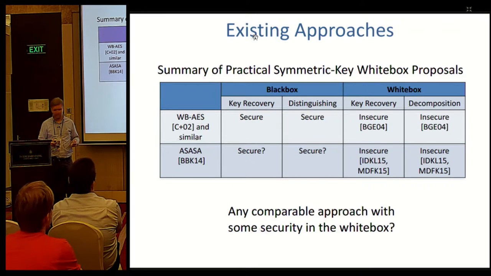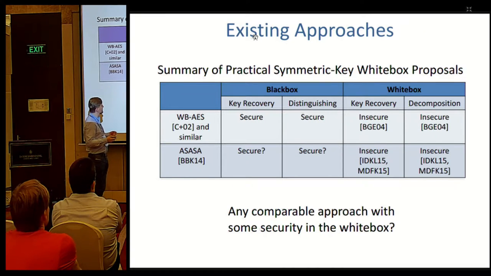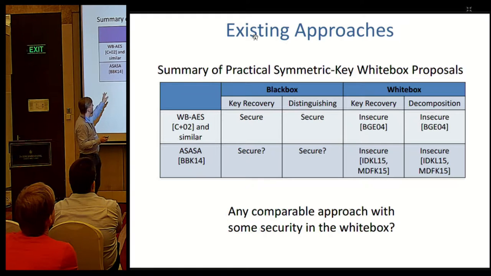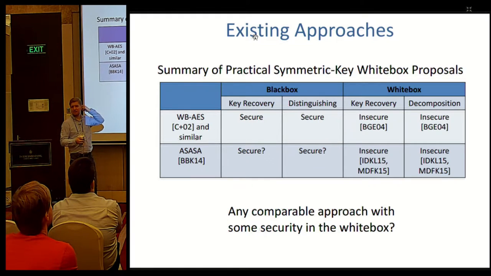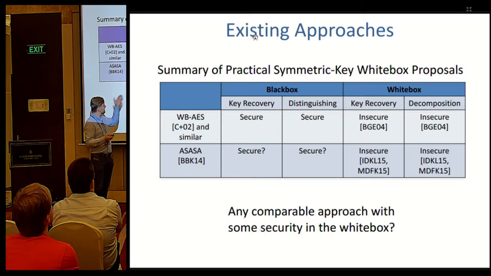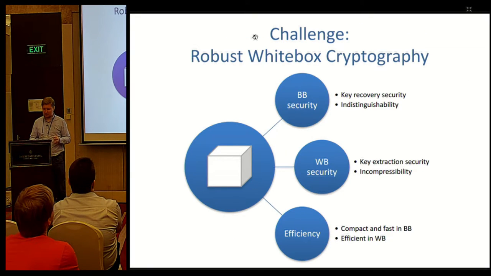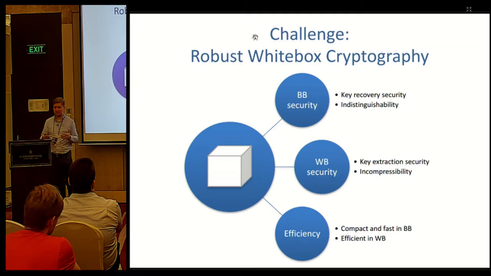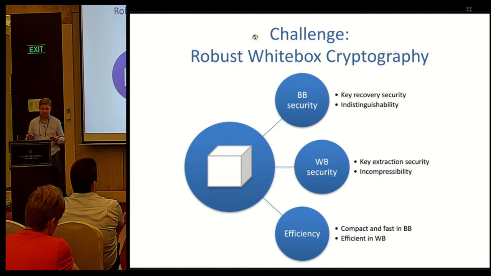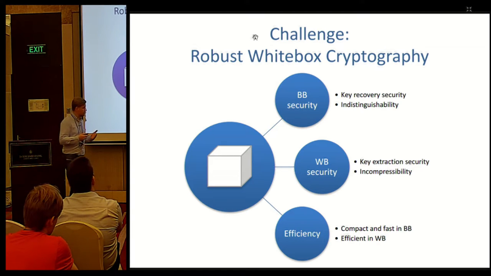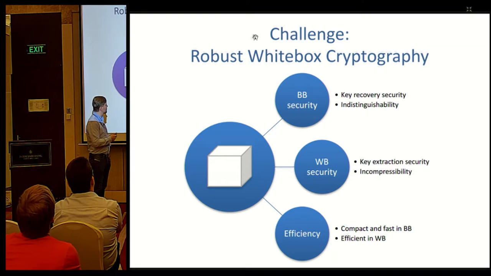Okay. So what was the situation in 2015? We had one dedicated white box cipher and a lot of different implementations of AES that were insecure, and ASASA might be secure if you increase the number of rounds. That's where we started looking at the problem, and our challenge was to come up with something robust in the white box setting, which would also enjoy a couple of other nice properties.